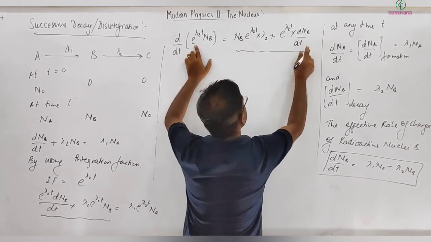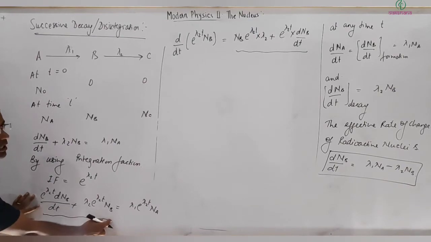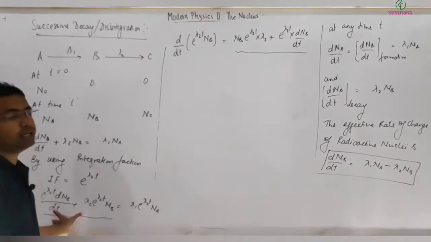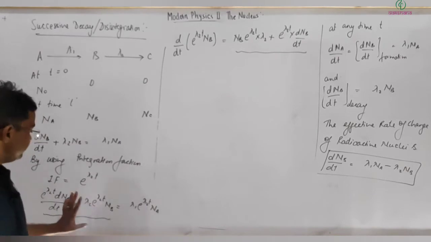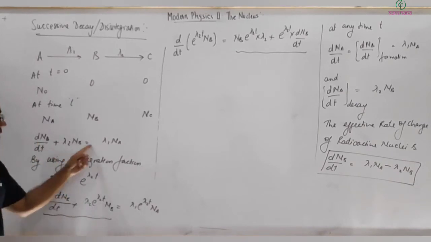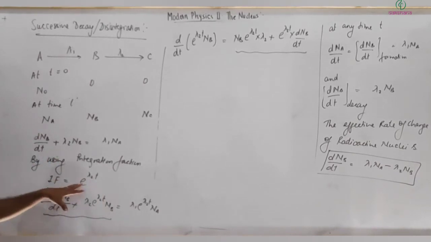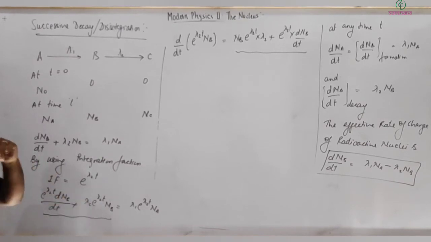So this quantity is equal to this complete quantity. You must be getting it, it is actually this. So I can write this quantity as equivalent to this on the left side. The point is, this is the method of the integrating factor. We multiplied the complete relation with the integrating factor, that is e raised to power lambda 2 into t. You should have an idea of this method from your mathematics, you must have studied that.